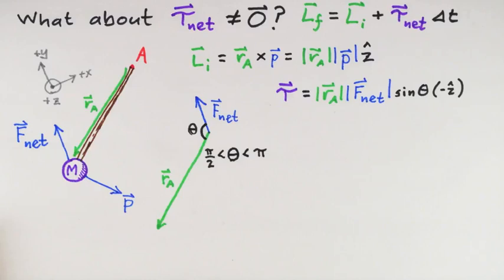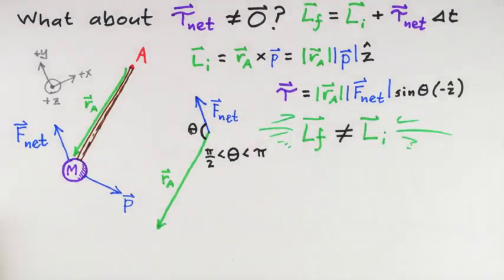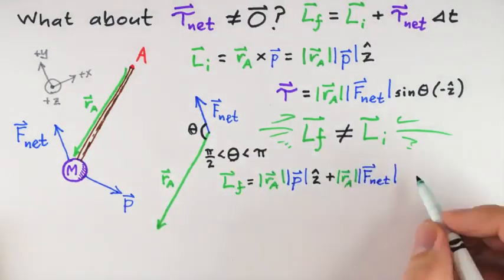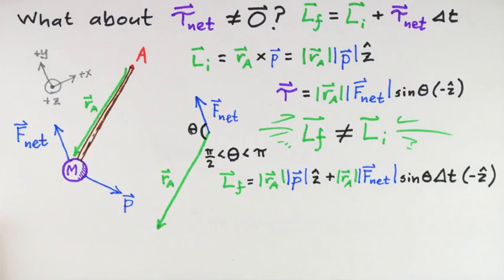So in this case, the angular momentum principle tells us that the final angular momentum, L sub f, is not the same as the initial angular momentum. To find the final angular momentum, we add the product of the net torque times delta t to the initial angular momentum. Notice that all these vector quantities have non-zero components along the z direction only.